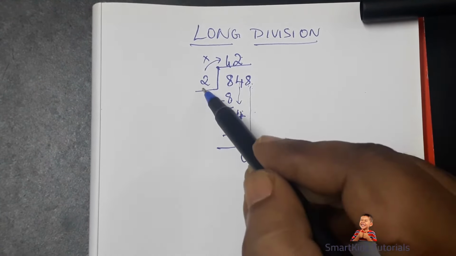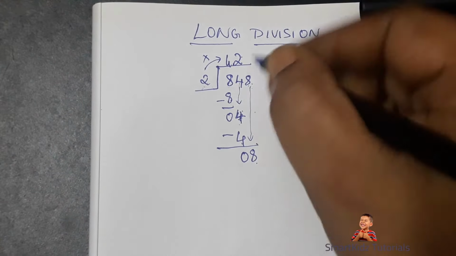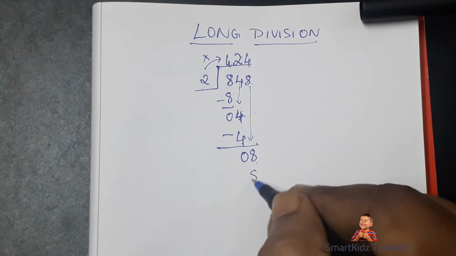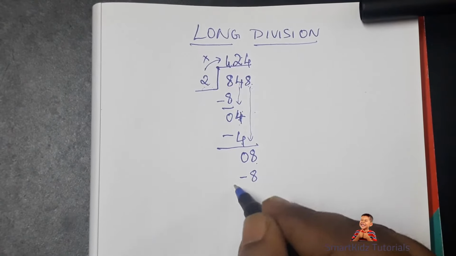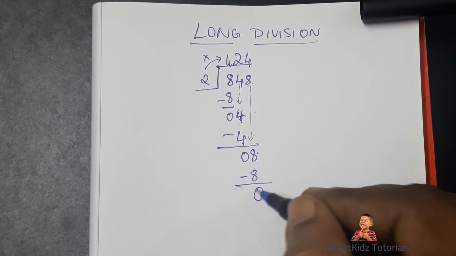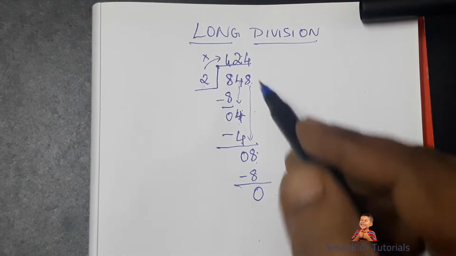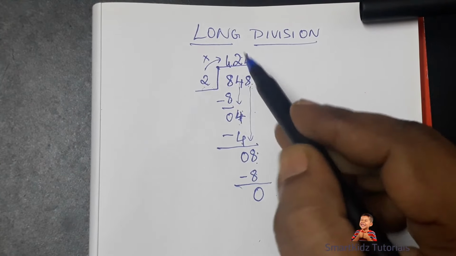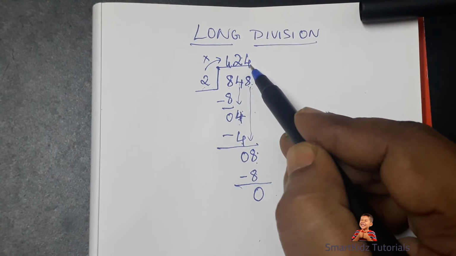Okay, if we check once again, 2 4s are 8, so 2 into 4 once again will give us 8. We put a negative sign here, and 8 minus 8 will give us 0. And you see the remainder is 0, and our quotient, which is our answer, is 424.